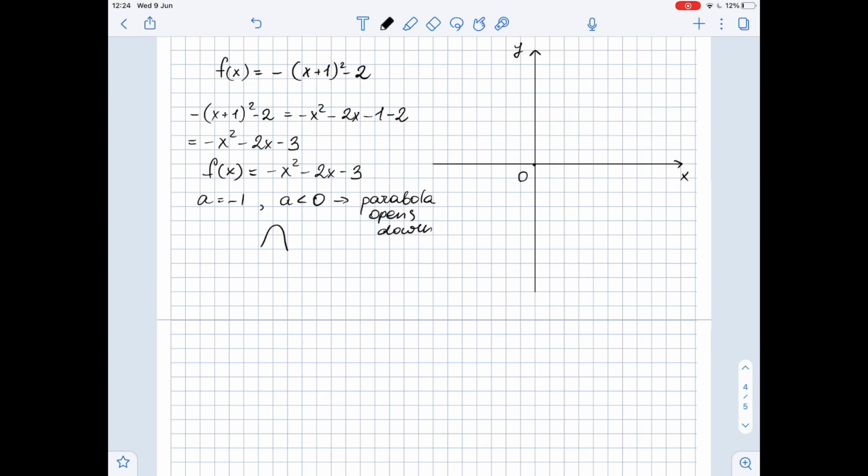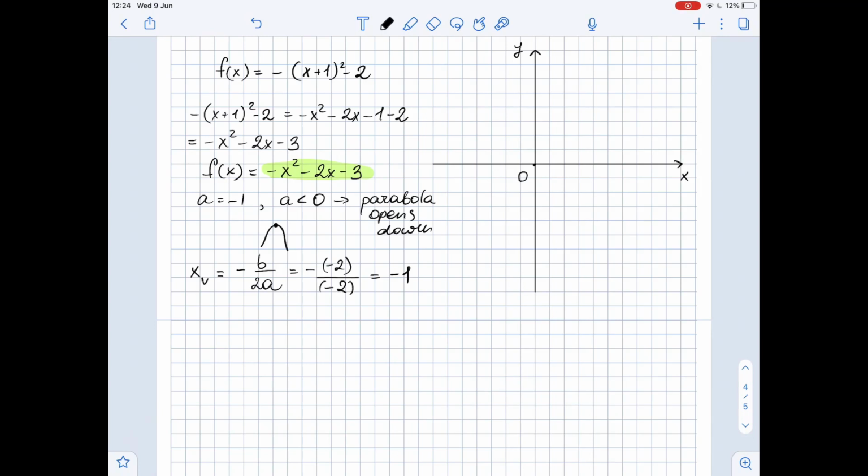Well, now let's find the vertex, this point. So the x coordinate of the vertex is equal to negative b over 2a, where again b is the coefficient in front of x and a is the coefficient in front of x squared. So this is equal to negative b, in our function. So we are looking at this function. b is equal to negative 2. So here we will have negative 2. a is equal to negative 1. So 2a is negative 2. So the whole thing is equal to negative 1.